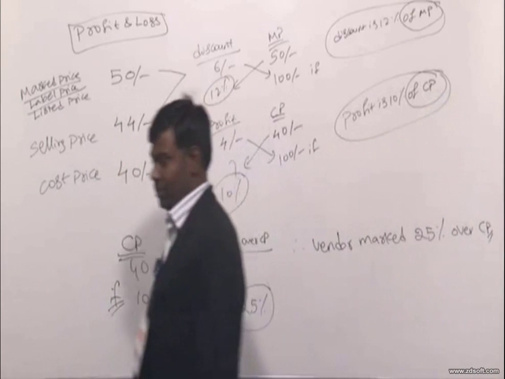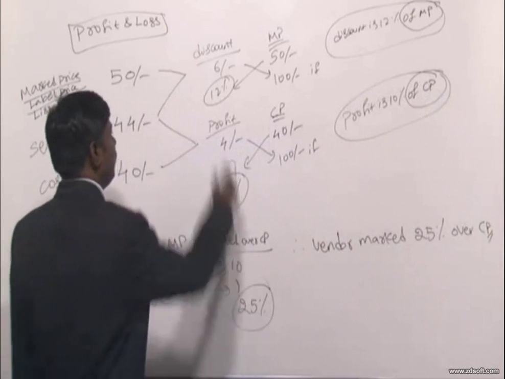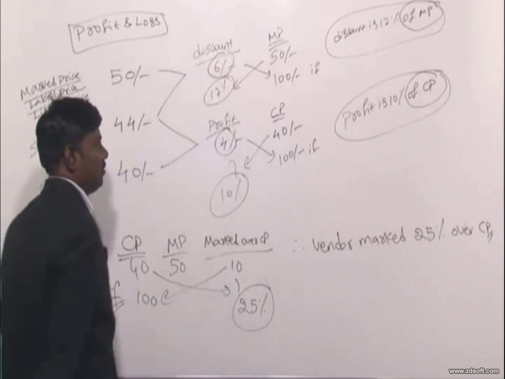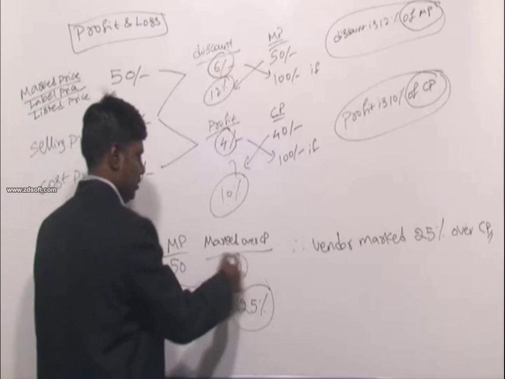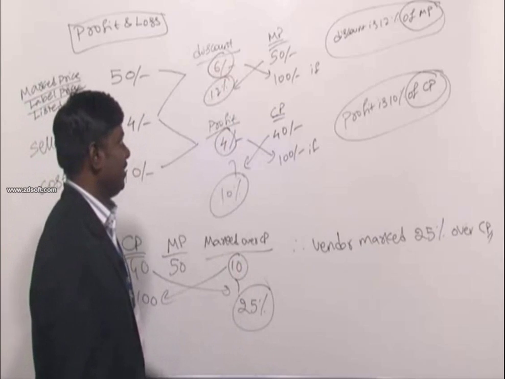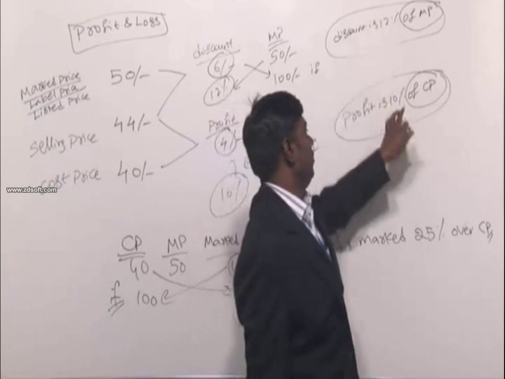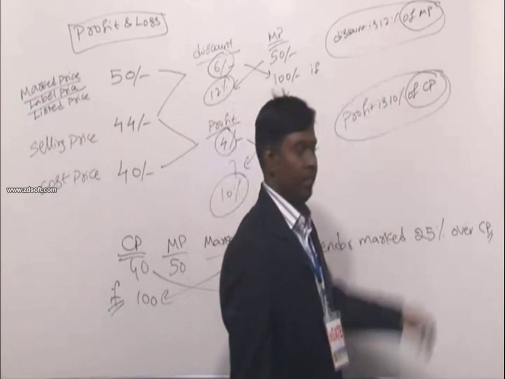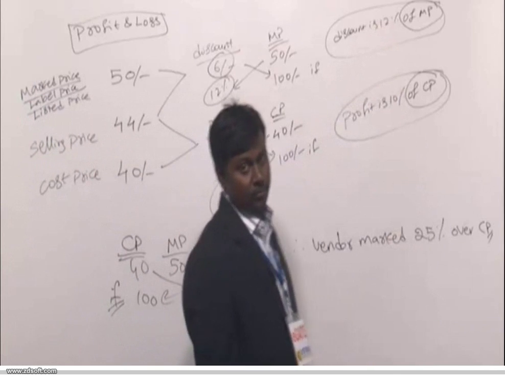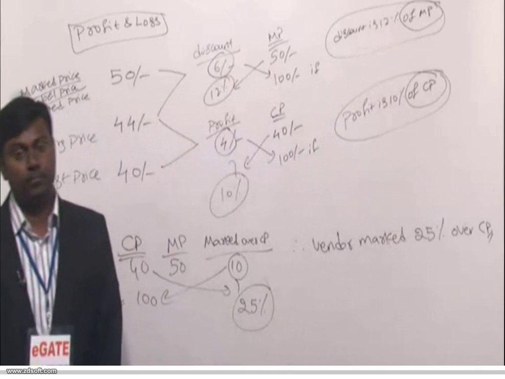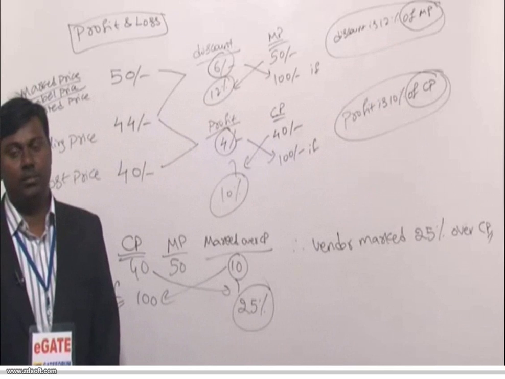There is one more understanding here. If you add 6 rupees and 4 rupees, it is 10 rupees, which is this value. Whereas here, discount 12%, profit 10%, 12 plus 10, it is not 25. Why? I'll explain this after the break.